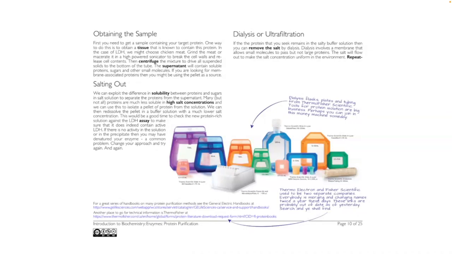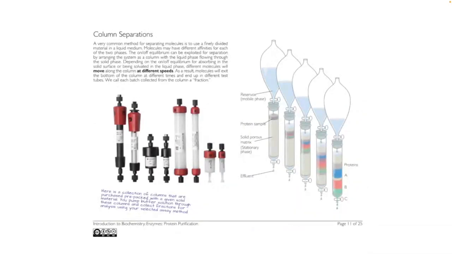So I could do that. That might be the next step. So I just salt out. So that separates my proteins from all the sugars and all the other soluble things. I then use dialysis to get my proteins separated from the salt I used to salt them out. And now perhaps I'm ready to go.